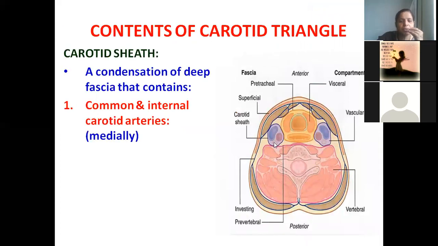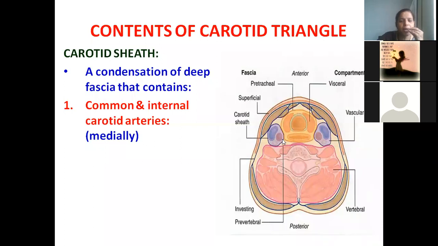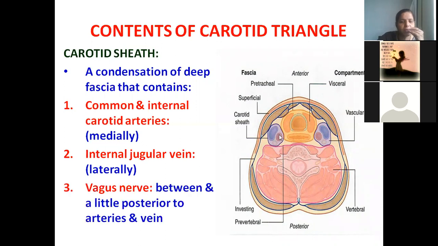Now the carotid sheath. It is a condensation of deep fascia that contains the common and internal carotid arteries medially, and laterally you will find the internal jugular vein. Anteriorly we have the ansa cervicalis, posteriorly we have the vagus nerve and the sympathetic chain.